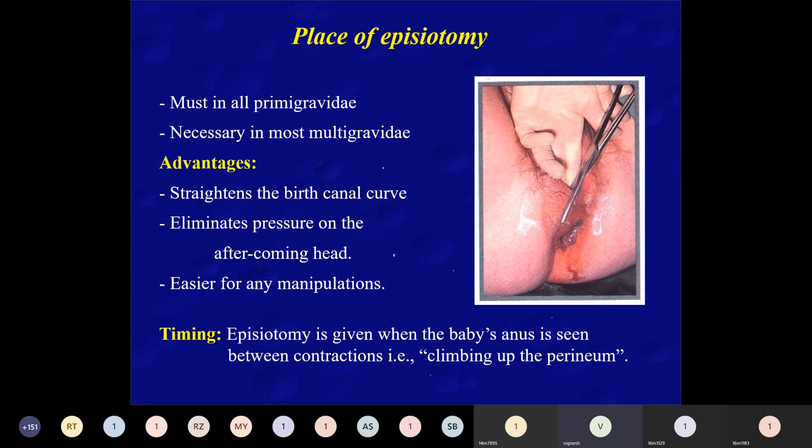The next point, as I told you, is that it should be given in all primigravidas and also in some of the multigravidas. It straightens the birth canal curve, eliminates pressure on the aftercoming head, and makes any manipulations easier. As for the timing of the episiotomy, it should be given at the time of crowning of the breech.